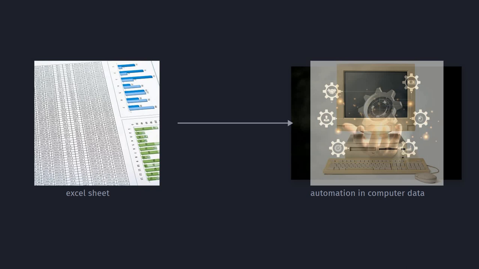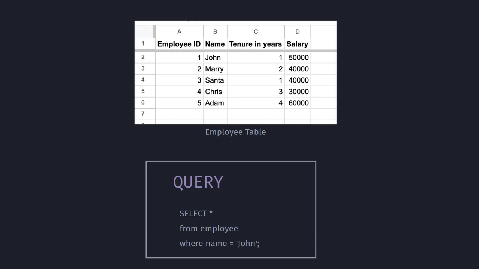Then Excel sheets were there, then came automation. When computers came, they started producing so much data. Now people have all the information stored in the computer. Now, how would applications query that data? That is why SQL was created, Structured Query Language. Let me show you a very small example. This is Excel, where you have the column names as employee ID, name, tenure, and salary. So it has the respective data.